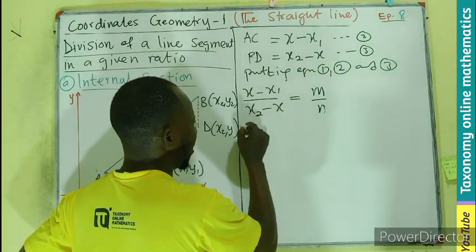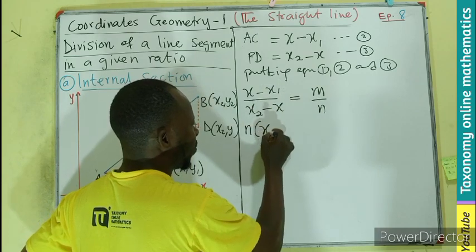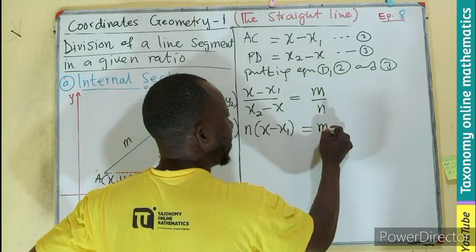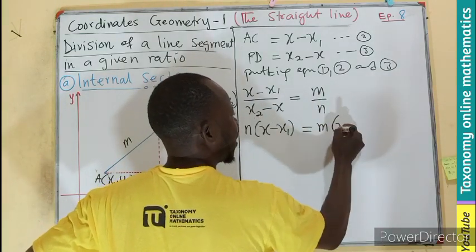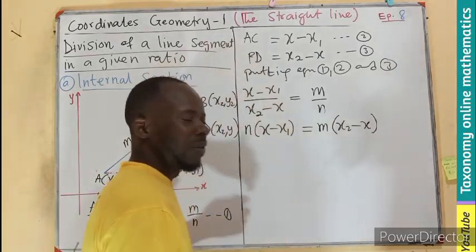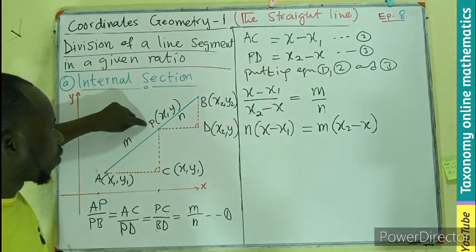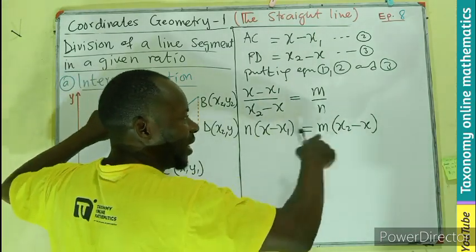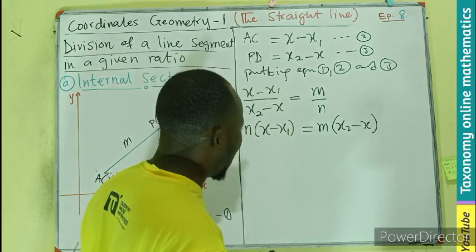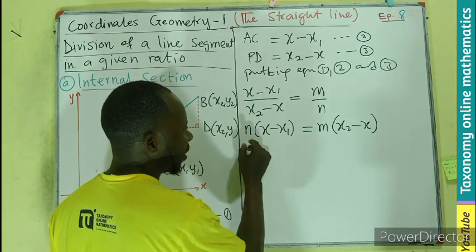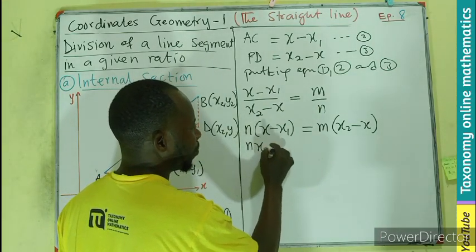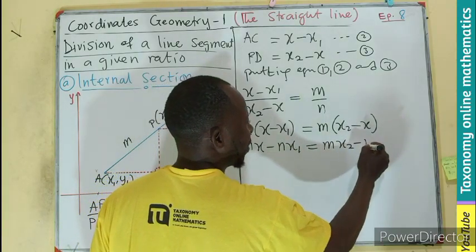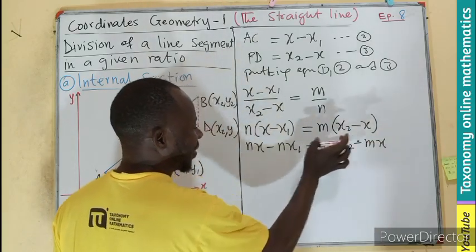So I'll be having n multiplied by x minus x1 equals m multiplying x2 minus x. What are we looking for? We are looking for the coordinate of the point P, which is the x we are seeing here. So let's find the x by first expanding. If you expand, you have nx minus nx1 equals mx2 minus mx. Let's bring the x's together.